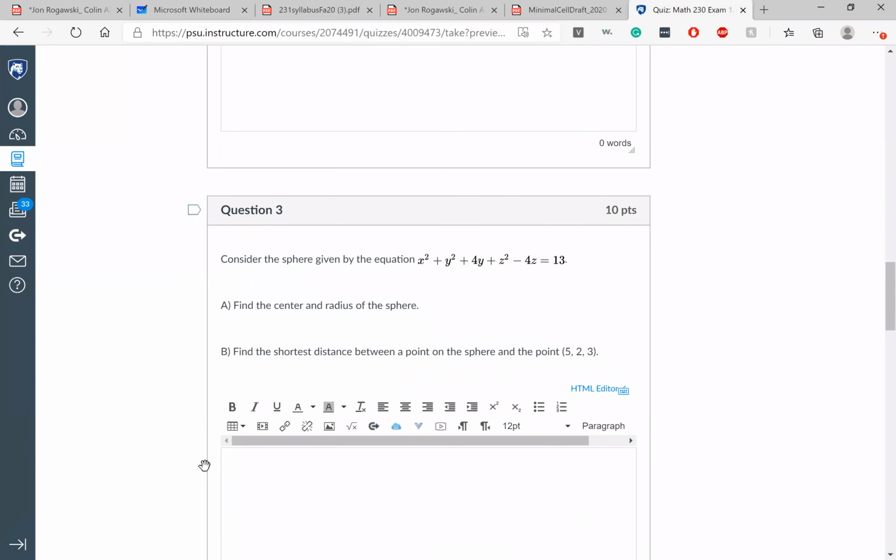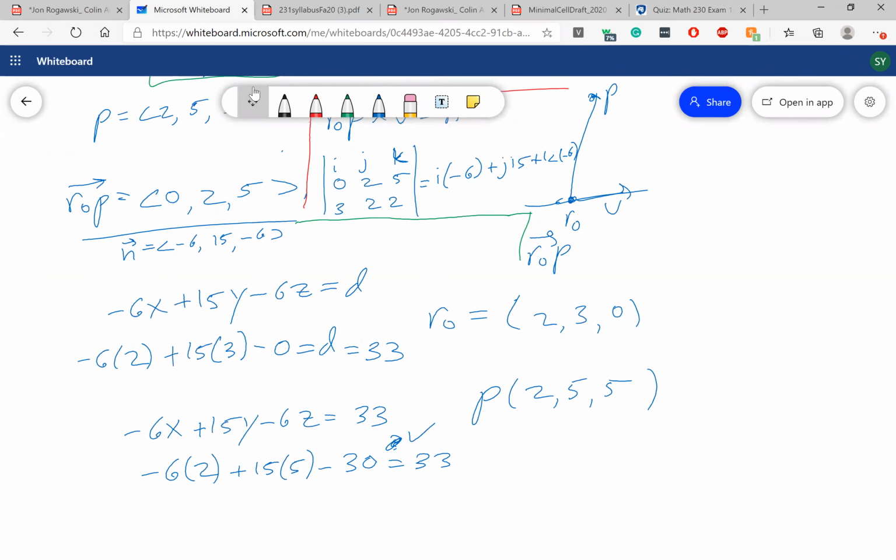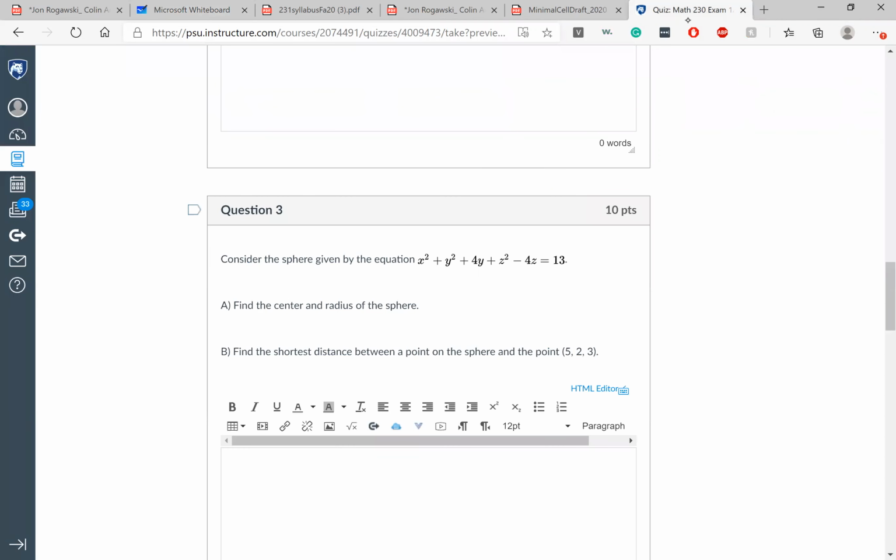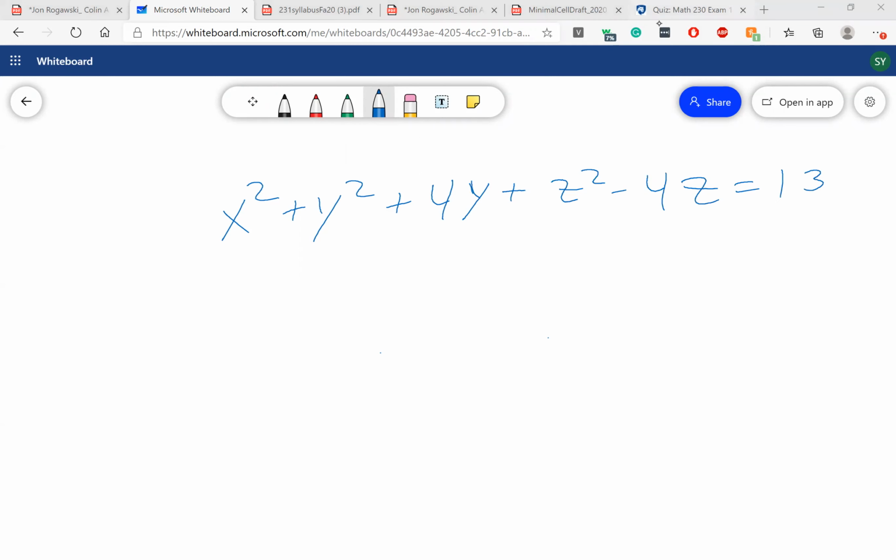The next problem says, consider the sphere given by this equation. Find the center and the radius of the sphere. So let's first do that. We have x squared plus y squared plus 4y plus z squared minus 4z is equal to 13. Is this correct?